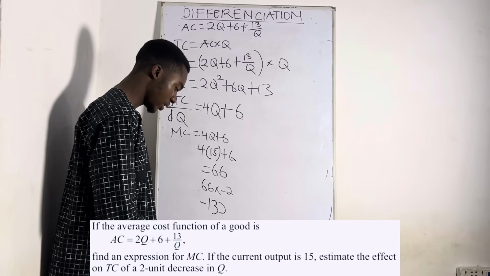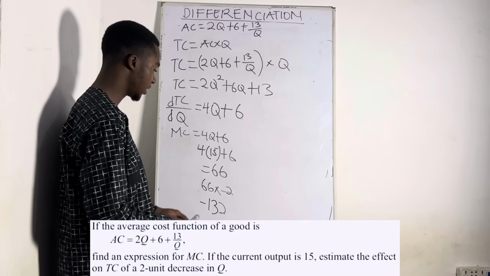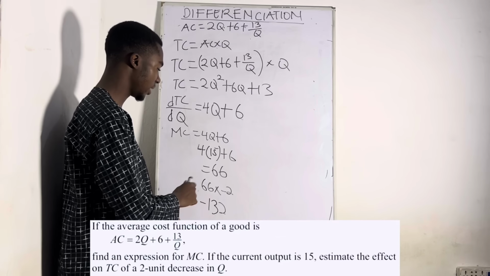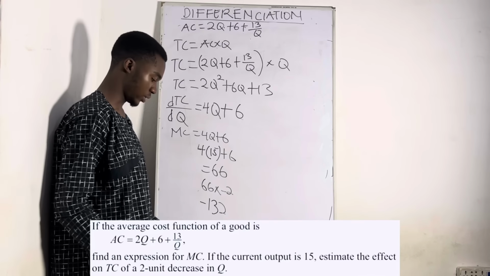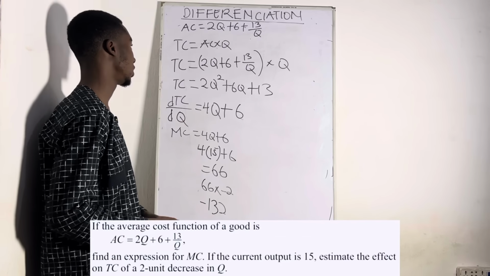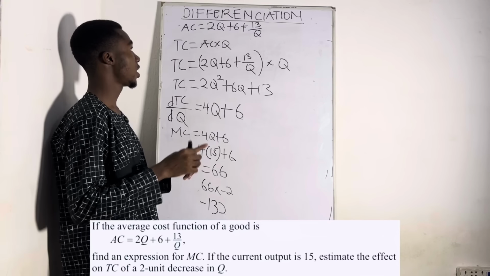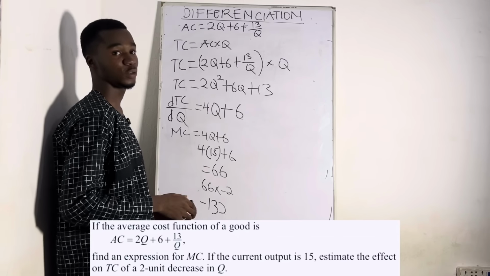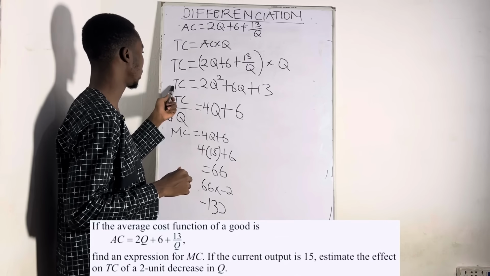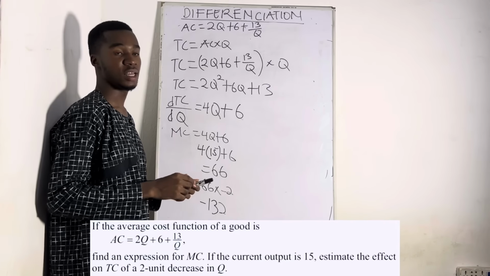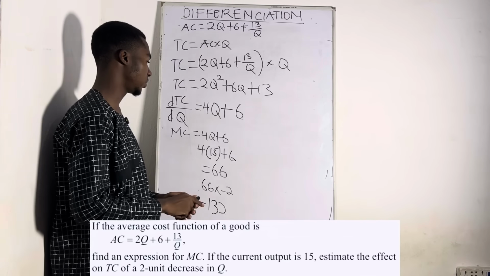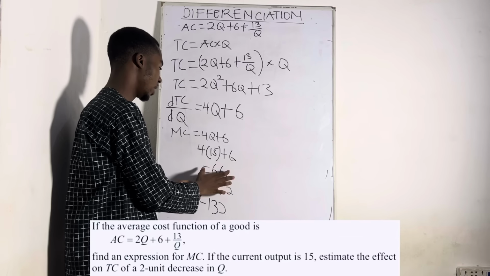So what that means is that when there is a 2-unit decrease, or when there's a decrease in output by 2, it's going to reduce our total cost by 132. That's what it means. So we are done with this question. So if you are given a question like this, this is how you go about it. The first thing you have to put in your mind is that when you want to find the marginal cost, you first have to find the total cost if it has not been given. Then differentiate the total cost to get the marginal cost. Then whatever information they've given to you, just punch it in the marginal cost function. So if they say the output is 15, punch it in, you get your answer, which is 66.